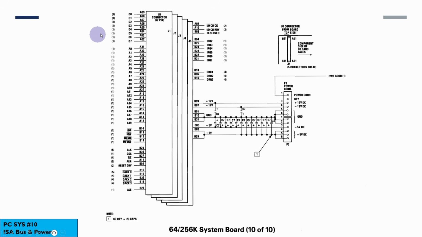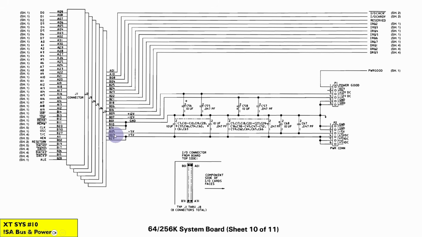Then on the original PC, we only had 5 ISA expansion slots, and the B08 was just reserved. There was nothing assigned to it. Then we look at the PC-XT, and again we can see that the B08 was reserved here, and this was for the slots 1 to 7.